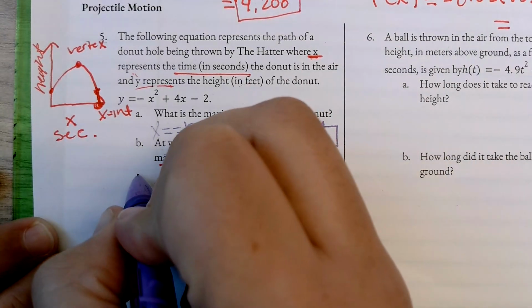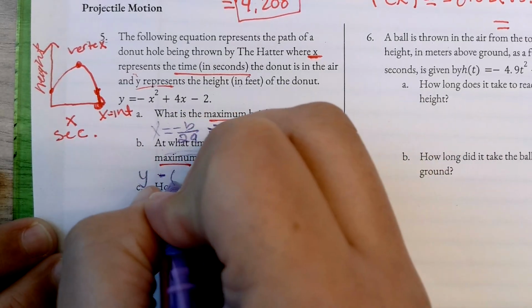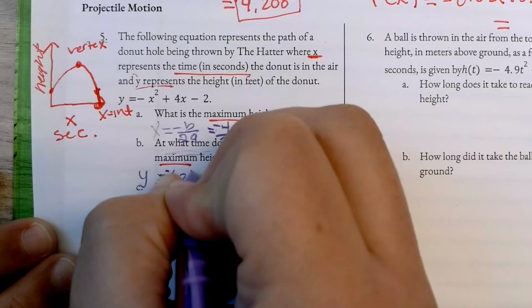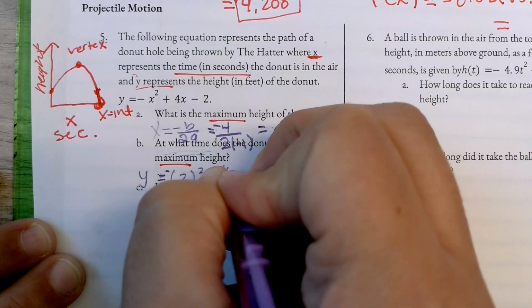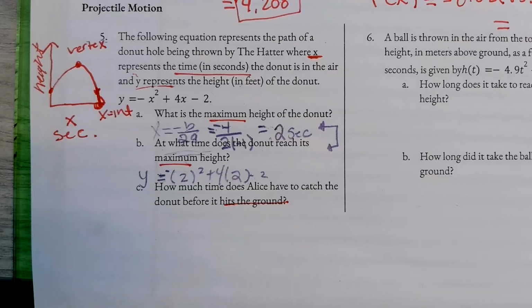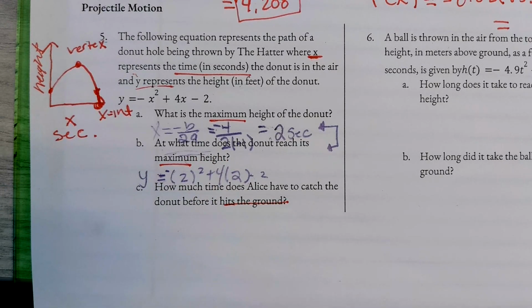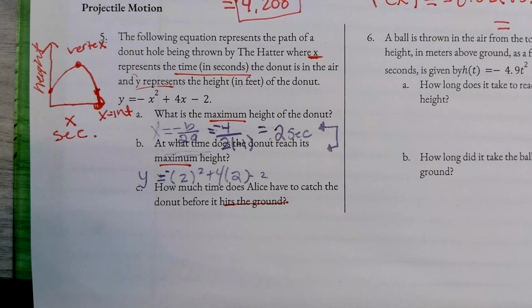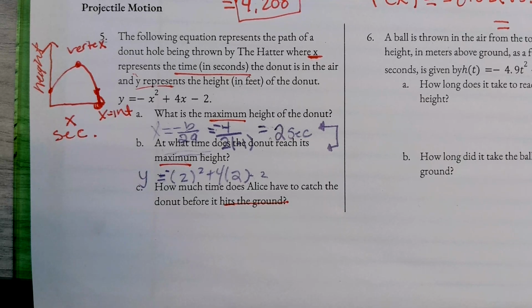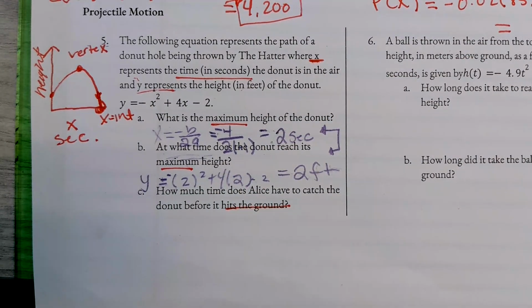To do that, I plug in that 2 seconds into my equation. Negative 2 squared plus 4 times 2 minus 2. Notice that I didn't put the negative in my parentheses because the x on the outside is negative, not the 2 that I found. So that is -4 plus 8 minus 2, which equals 2 feet. Okay, so I answered them both. I just answered them in the wrong place.